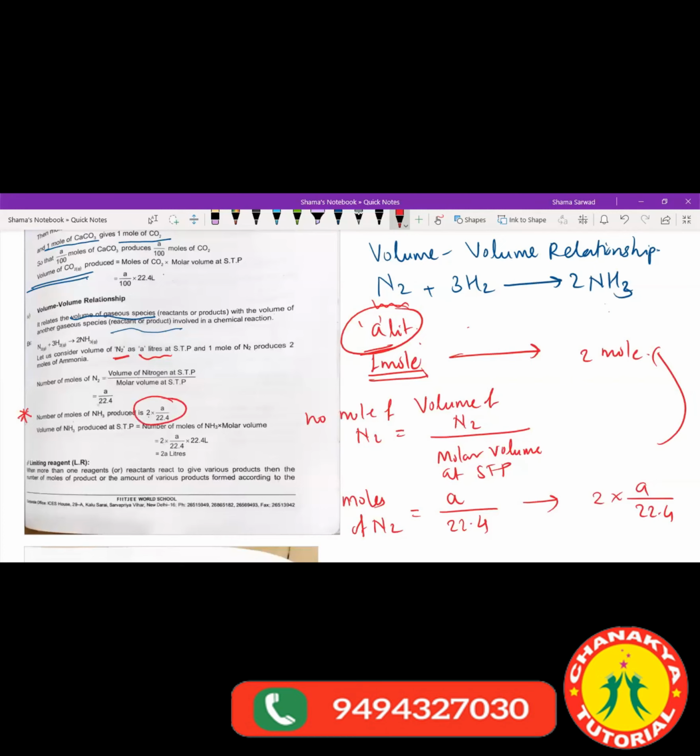Now we have to calculate the volume of NH3 produced, right? So the volume of NH3 produced at STP is equal to the number of moles of NH3 multiplied by molar volume at STP. That is nothing but 22.4. We have to multiply it.